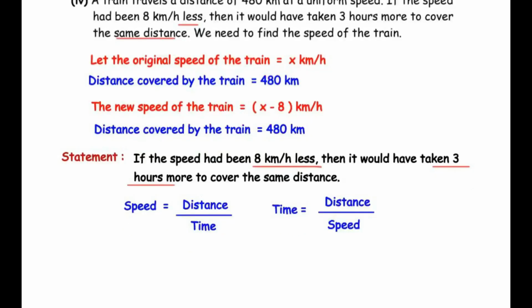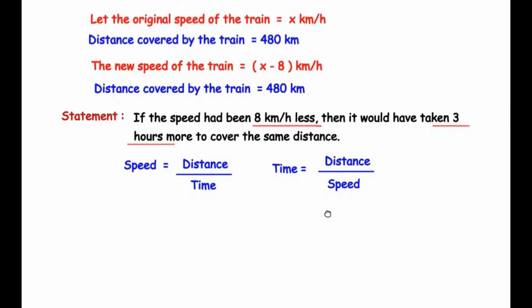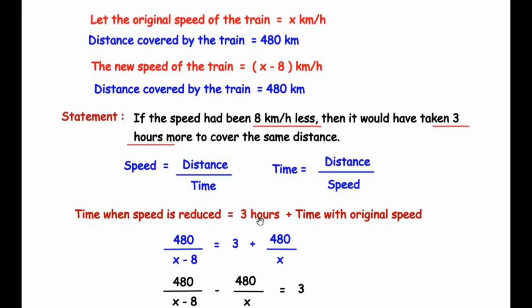Now here let us frame an equation for the given statement. So the equation formed here is time when speed is reduced will be equal to 3 hours plus time with original speed. So here if the train reduces its speed, it is going to take 3 hours more than the original time it would have taken to reach the destination.